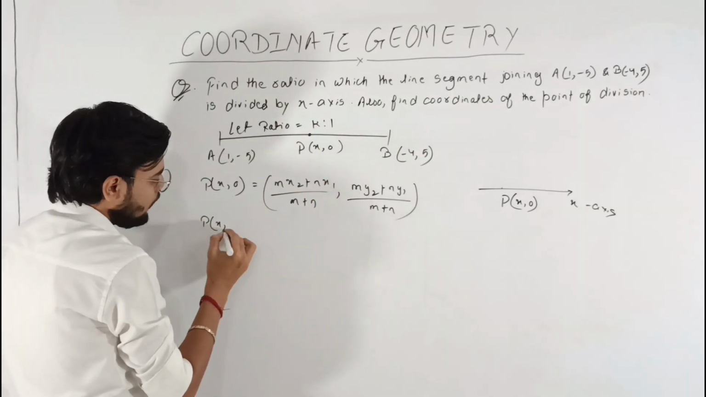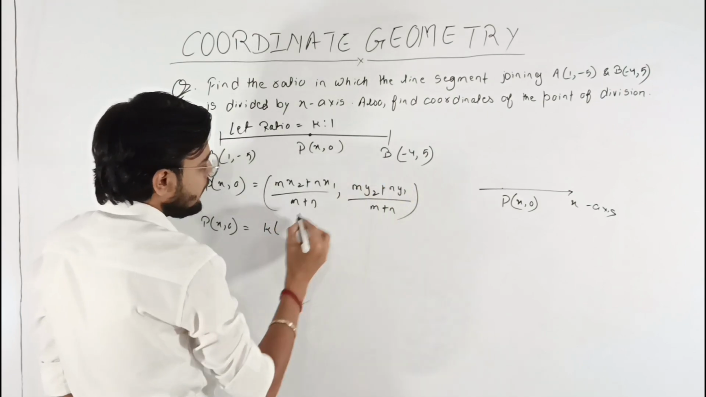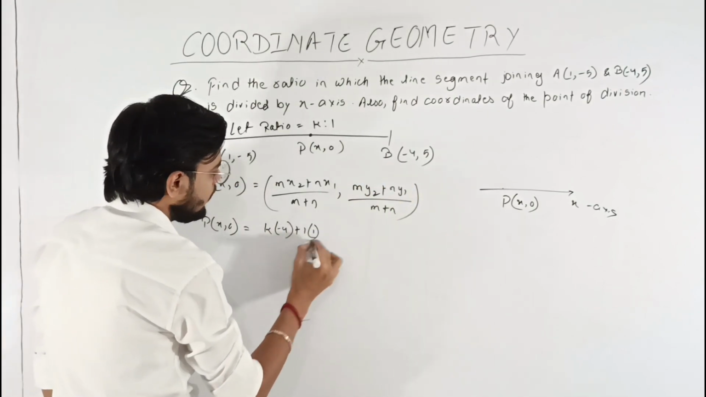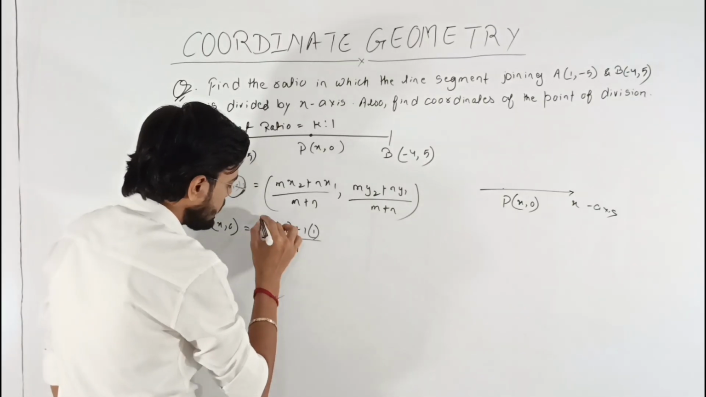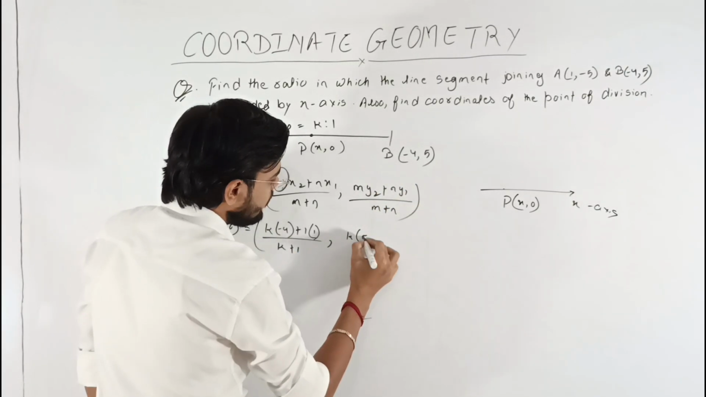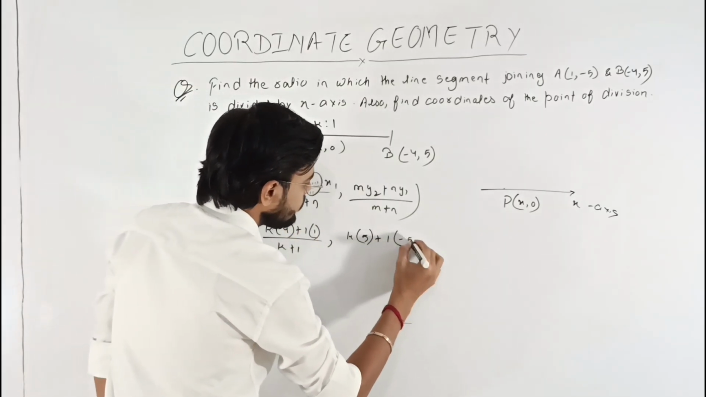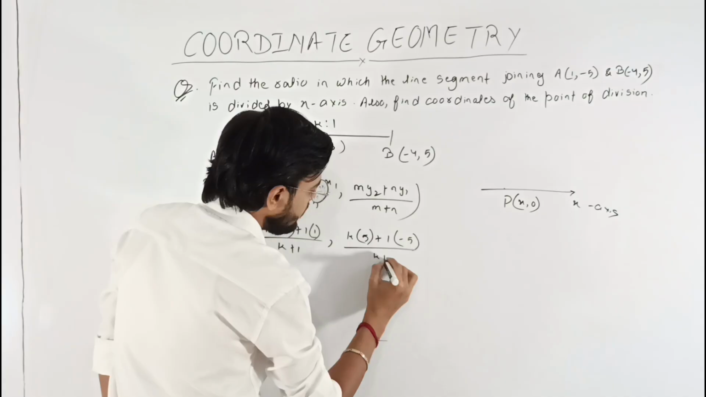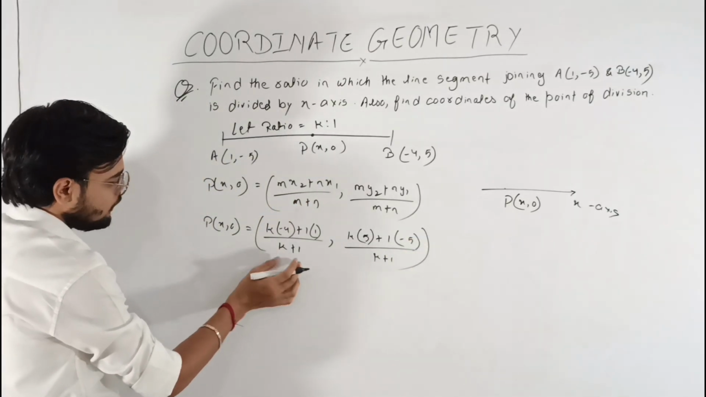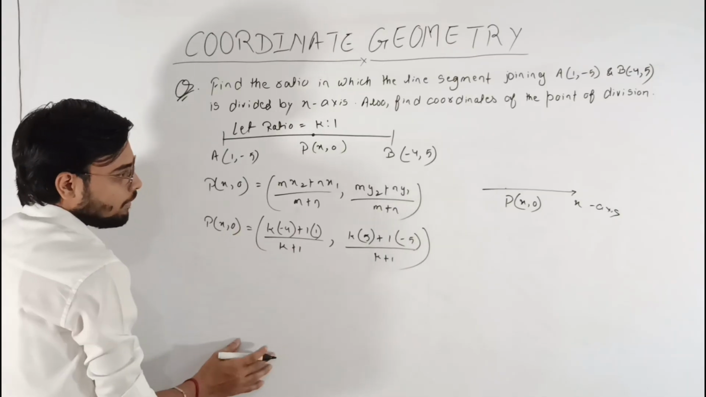So P (x, 0) is equal to what? m is k, x2 is minus 4, n is 1, and x1 is 1, upon k plus 1. Now for the y coordinate, m is k, y2 is 5, plus n is 1, y1 is minus 5, upon k plus 1. Now look, this is the x coordinate, so this is equal to x, and this one is the y coordinate, so this is equal to 0.